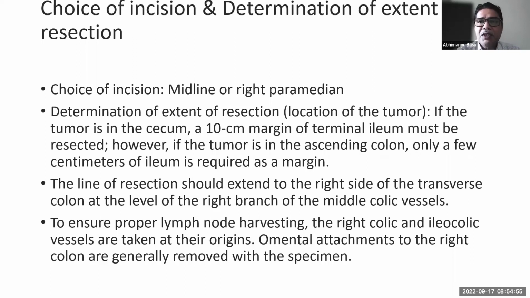This is very important. So we have to dissect and mobilize the colon up to the duodenum where it is crossed by the middle colic vessel. To ensure proper lymph node harvesting, the right colic and the ileocolic vessels are taken at their origin. Omental attachments to the colon are generally removed with the specimen along with the lymph nodes.